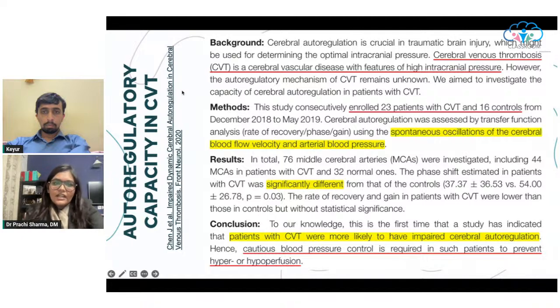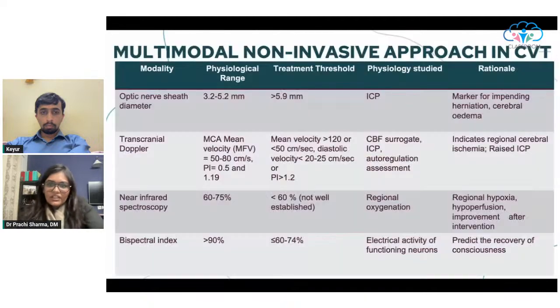So in a study which was published in 2020 or 21, they compared CVT patients with controls, and they found that patients with CVT were more likely to have impaired cerebral autoregulation, and not only on the ipsilateral side to the lesion, but also the contralateral side, which highlights that there is a higher burden of disease because of the global increase in ICP in these cases. So in clinical practice, this becomes important because if you do not control the blood pressure, if the blood pressure increases and the autoregulation is disrupted, it will predispose to hypoperfusion, which will eventually predispose to increased ICP, therefore may affect the patient outcomes.